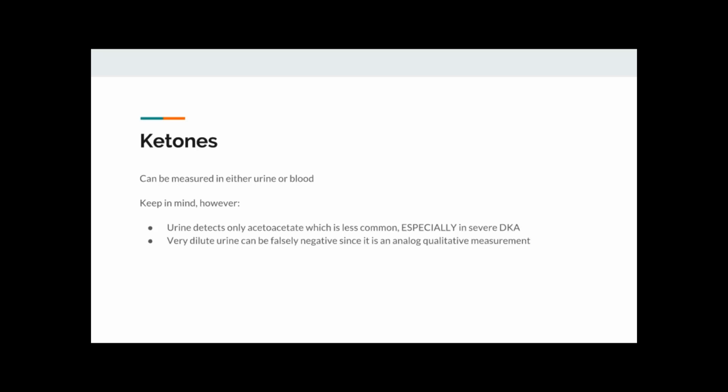So ketones can either be measured in the blood or the urine, with a little caveat that urine only measures one kind of ketone, acetoacetate, which is the least common one, and especially in severe DKA patients it's even less common. And number two, when you have really high sugar, you get diuresis, so you have a dilute urine and dilution of the ketones in the urine. Since ketone measurement in urine is qualitative, you're looking for the change in color on the dipstick, it could be falsely negative. So just keep that in mind. Most of the time, urine is fine, but if you think somebody has DKA and the urine's negative, maybe you need to measure it in the blood.